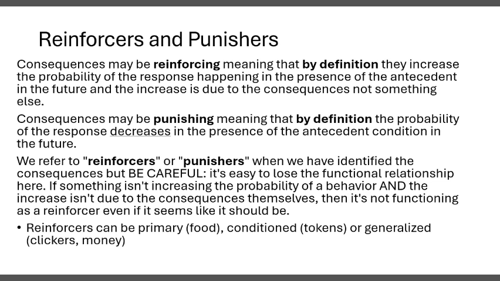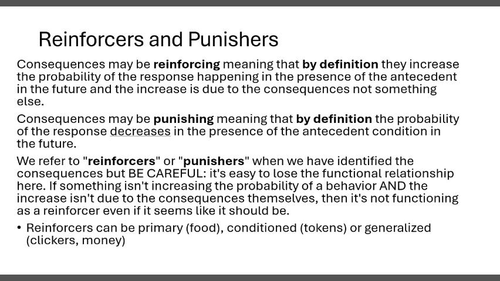Similarly, for punishment, the definition is that the probability of response decreases in the presence of the antecedent condition in the future. So we have to see this decrease in the behavior, and any decrease we then can say has been punished. And so we can use the noun forms, reinforcers and punishers, when we've identified the consequences, but we have to be really careful because we can lose track of the functional relationship. We can hope that something's a reinforcer or think that something's a reinforcer, but if it's really not having that increased rate, then it is not serving in that way. And so in a functional sense, we don't want to call it a reinforcer.